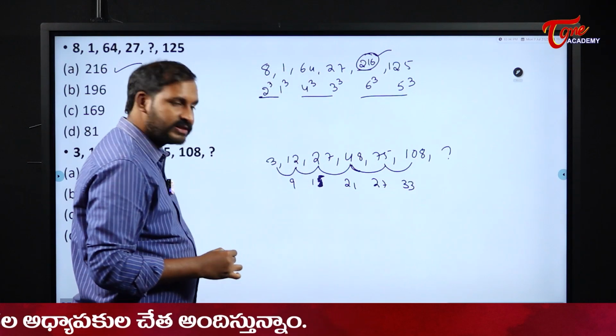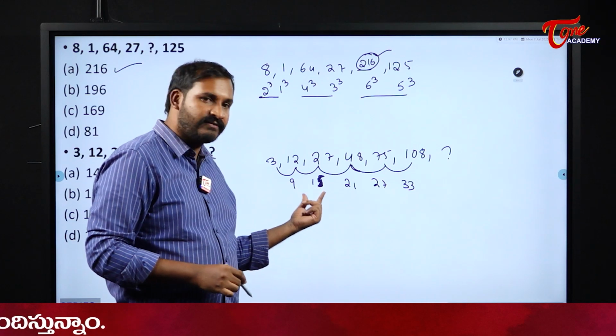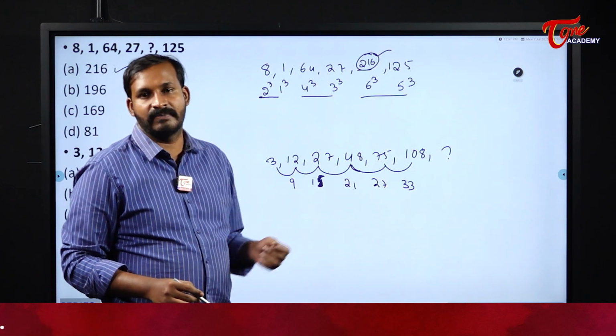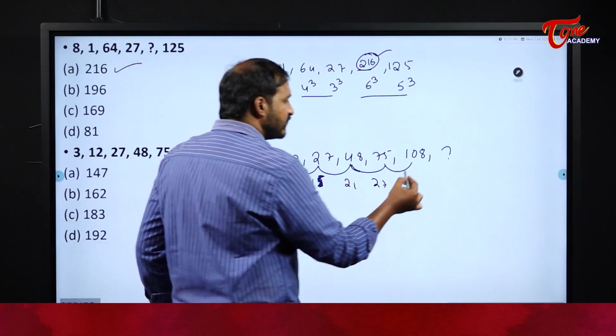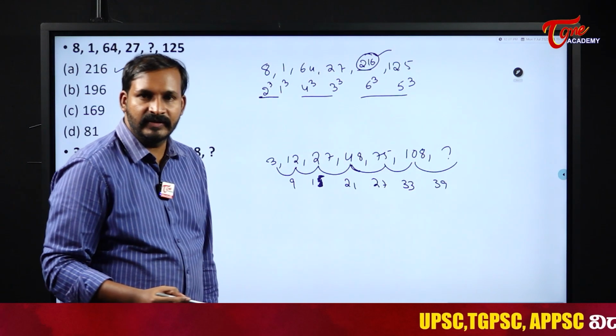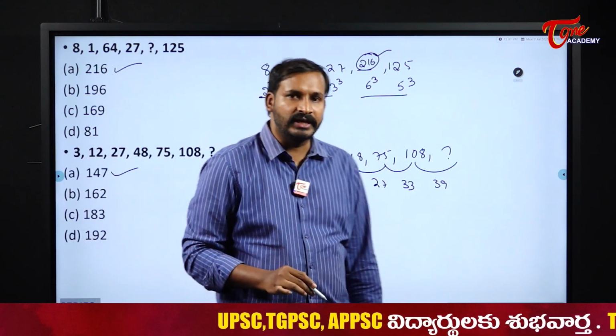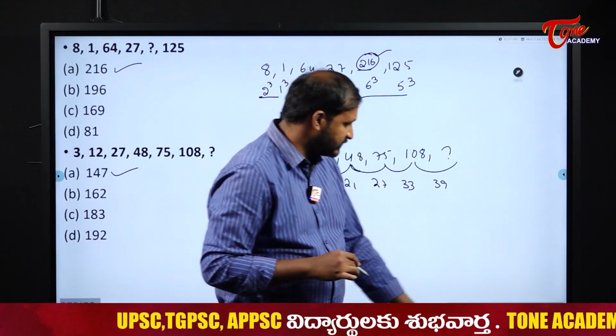Please check here the differences: 9, 15, 21, 27, 33. What is happening with the difference? The difference is increasing by plus 6, plus 6, plus 6. So the next difference should be 39. So 108 plus 39 will become 147. So our answer here becomes 147.